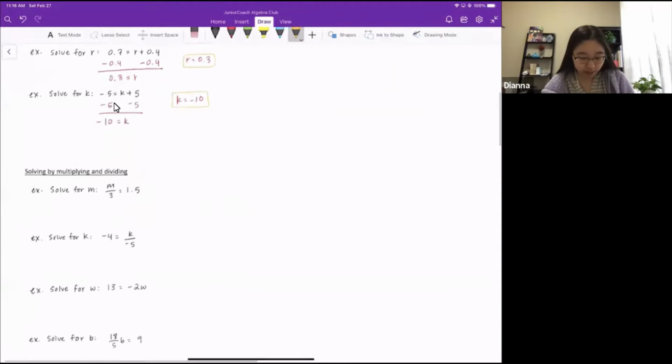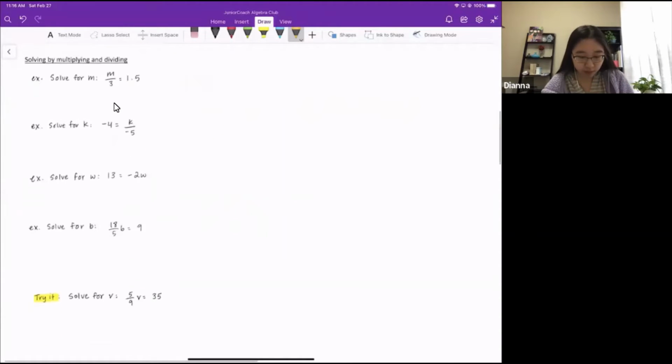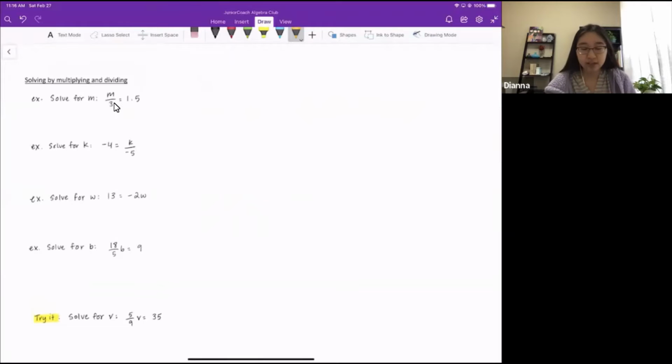So now we're going to go through and do some solving by multiplying and dividing. So this is another approach. And eventually we're going to combine the two approaches, addition and subtraction, and then multiplication and division. So solving for n divided by 3 equals 1.5.